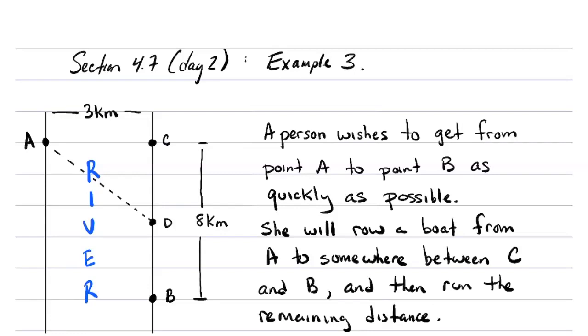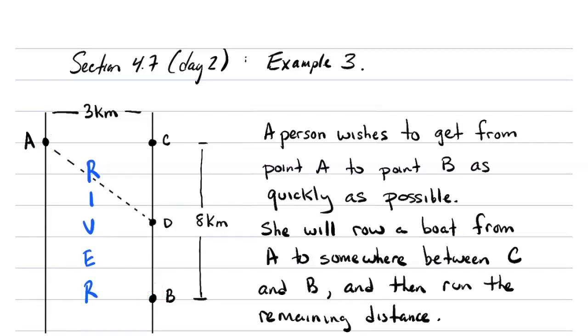So a person wishes to make it from point A to point B, which are located on opposite sides of a river, and they want to do this as quickly as possible. So the person wants to start off at point A over here and make it down to point B down here, and the objective is to minimize the amount of time.